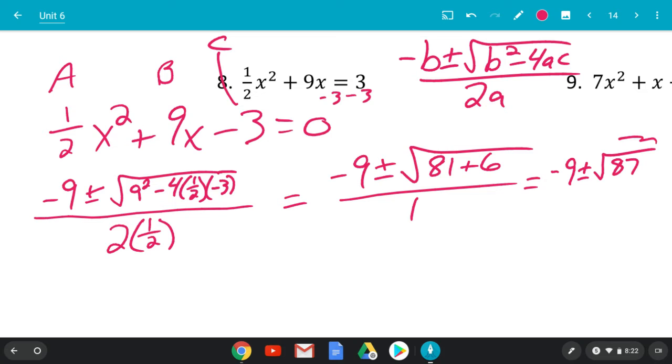Now, I told you that if that is not a perfect square underneath the radical, you can stop right there. How many people had that? It's okay if you had it over 1. Good job. Let's look at number 10.